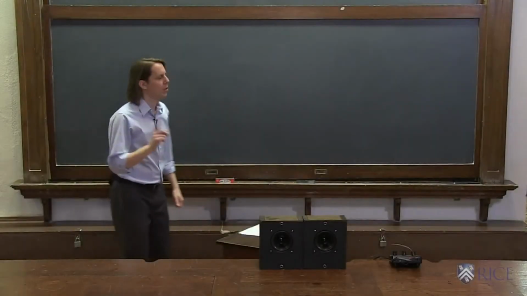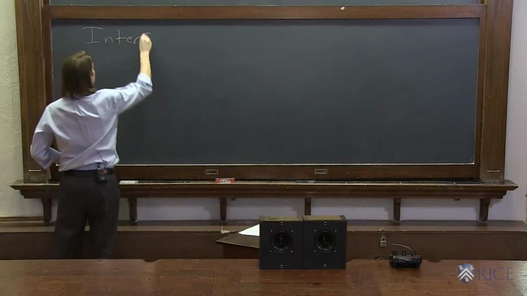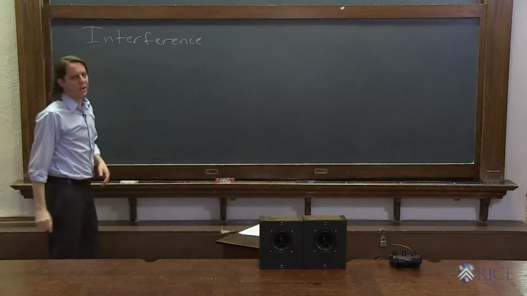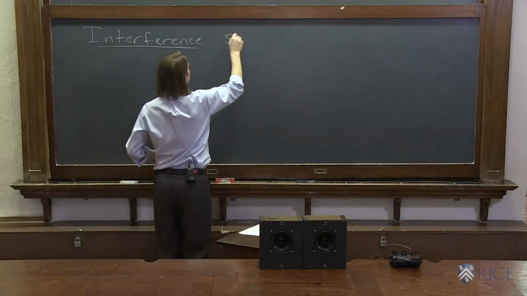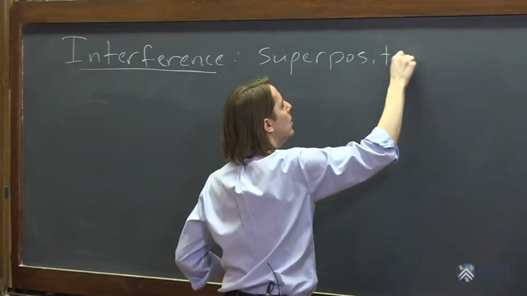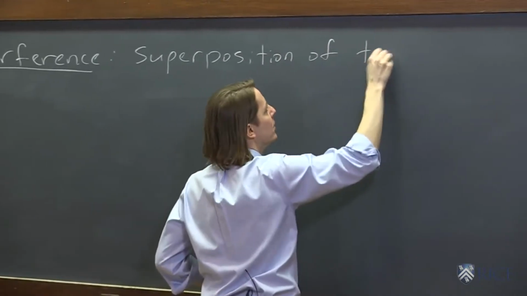Now we're going to use our superposition to talk about interference. Interference of waves. So the way we're going to do it is we're going to think about superposition of, and instead of those pulses, we'll do traveling waves.